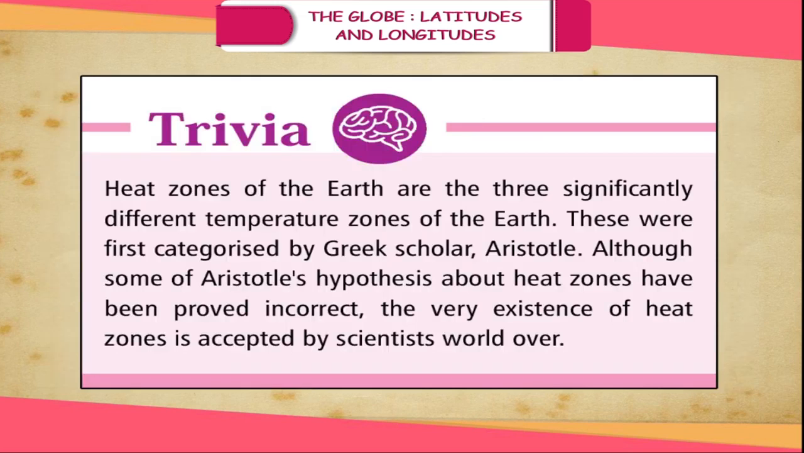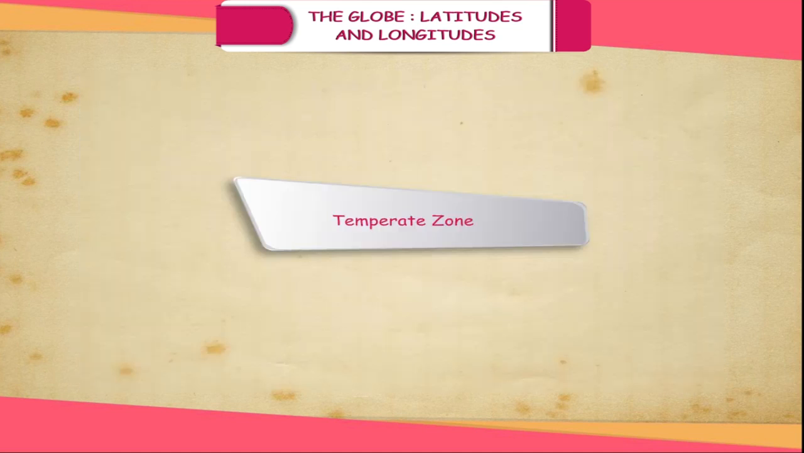Trivia. Heat zones of the Earth are the 3 significantly different temperature zones of the Earth. These were first categorized by the Greek scholar Aristotle. Although some of Aristotle's hypotheses about heat zones have been proven incorrect, the very existence of heat zones is accepted by scientists the world over.